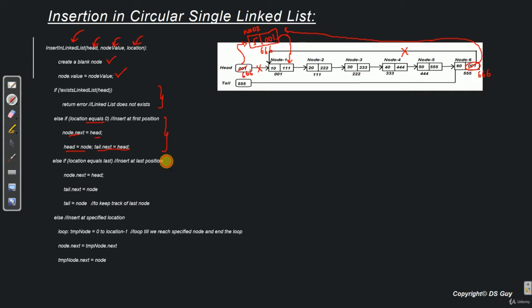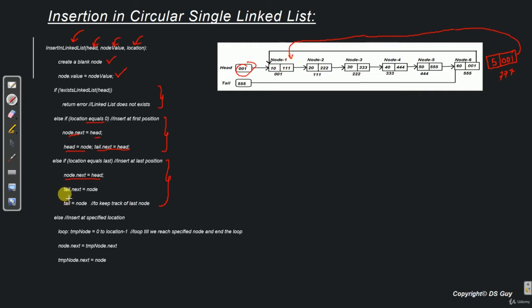Now let's say we want to insert the new node at the last position, then the control goes in this else if block. So let's see what we have to do in that case. All we have to do is node.next is equal to head. This is the node that we want to insert. The next reference of it needs to be updated with head. What is head? Head is 001. So we insert 001 here. As soon as we insert it, a link gets generated and it links the new node with node 1.